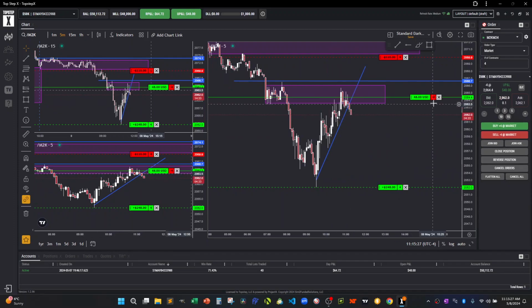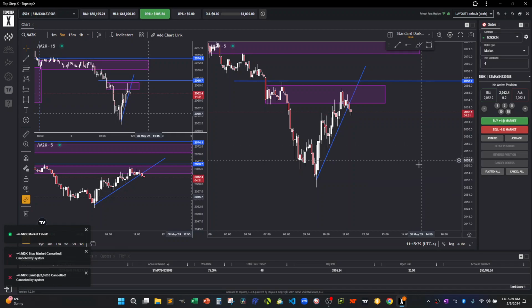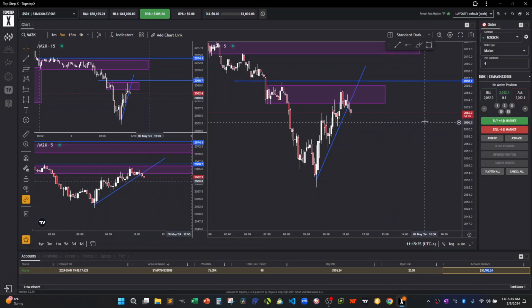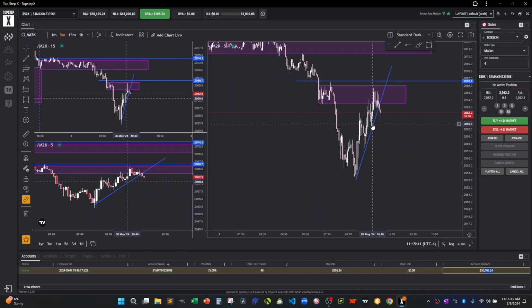Got a little bit of a level here. I'm going to flatten that off. Order filled. And we're going to end with 105 in profit with a 75% hit rate on the day. So that's wrapping it up. About 14 minutes and 22 seconds left in the high volume area.